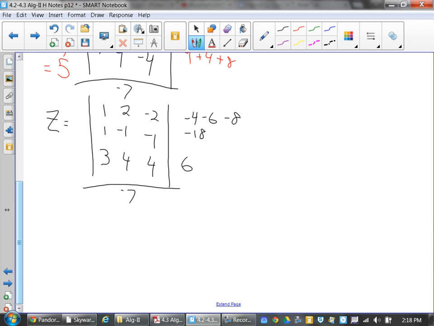6, -4, and 8. So it's minus, so this would be 10, so it's -18 minus 10, which is -28. So Z is -28 over -7, otherwise known as?